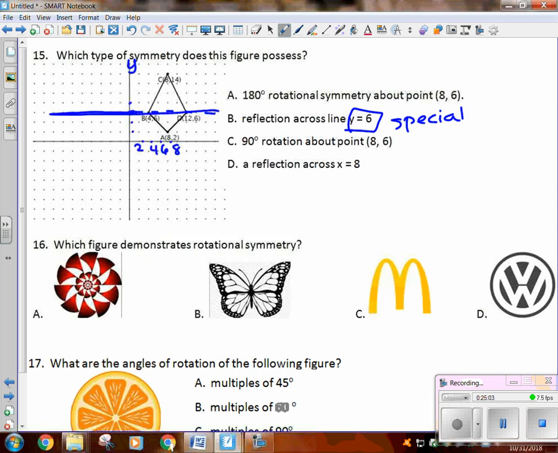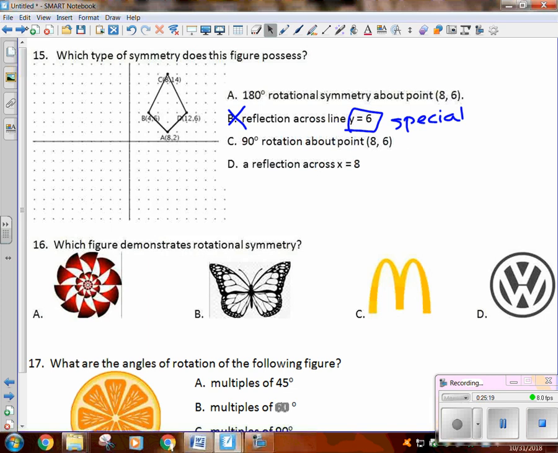And I reflect it across that line. Well, I hope you can see the top side does not match the bottom side. So I do not think it's a reflection across that line. Next one. Oh, I didn't look at the first one. Did it do a 180-degree rotational symmetry?